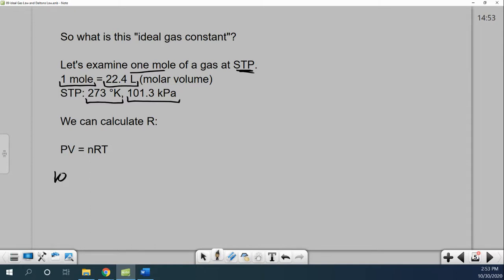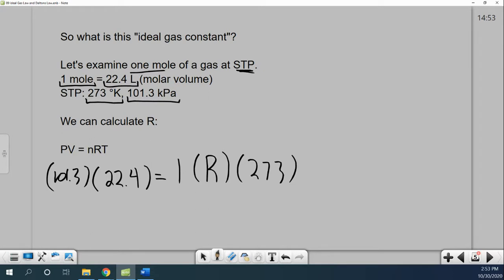Pressure, 101.3, times the volume, 22.4, equals n. Oh, sorry, n is number of moles. I know that. That's 1. Times R times temperature. All right, well, I got a 1, and I don't really need the 1. 1 times anything is just going to be itself, so I'm just going to erase that. That's basically gone. If I check the other side, I've got 101.3 times 22.4.